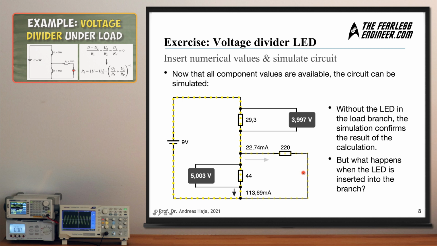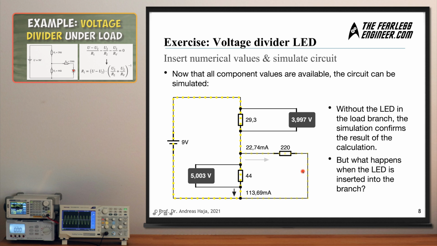But we know that it's not going to be zero, because for it to be almost zero, we would need a very, very large voltage drop. And this is not going to happen because this resistor here is going to limit the current to a maximum of 22.74 milliamps. This is the maximum current which will flow through the LED in case it had a 0 ohm resistor.